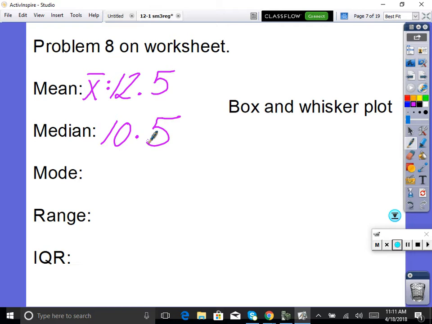Now, mode is not able to be found in the calculator. You have to look with your eyeballs and see. So looking at that, now here's why the calculator is nice. We didn't have to put it in order. It does all that for us. You see how that's so much quicker? Okay, cool. What's the mode?